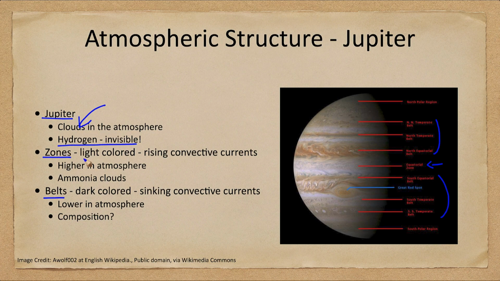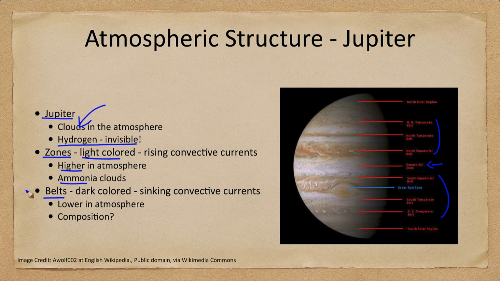So the zones are lighter colored and are rising convective currents. They are up higher in the atmosphere and often consist of ammonia clouds. The belts are dark colored, which is where the material is sinking down. They are lower in the atmosphere and their composition is less well known.